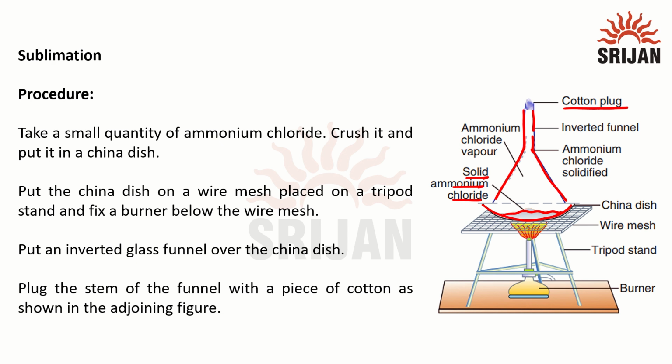and we will set up the tripod stand and the mesh so that the burner can be right below the setup. Now we will take a small quantity of ammonium chloride, crush it and put it in the china dish, and the wire mesh will be placed on the tripod stand and the china dish will be placed on it, and we'll fix the burner and start the fire. Now we have to make sure that the stem of the funnel is plugged with a piece of cotton as shown in the adjoining figure.